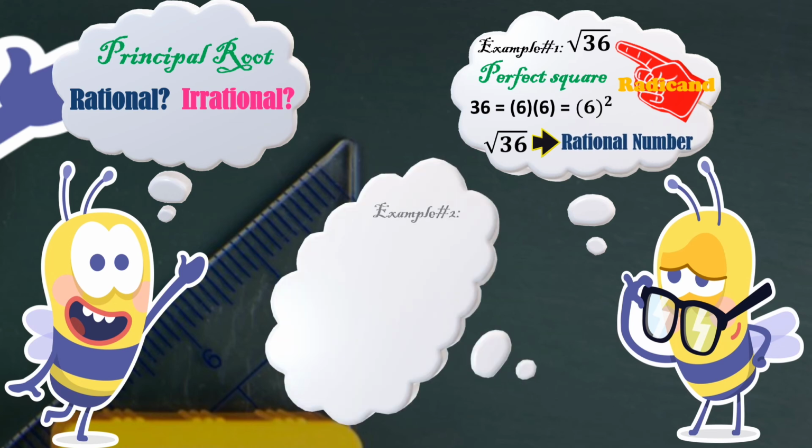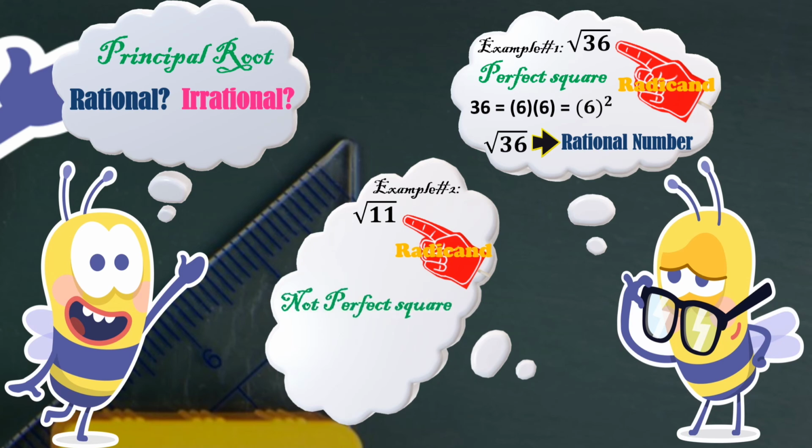Another example, the square root of 11. The radicand here is 11, and 11 is a natural number, but since there is no other natural number that can be squared to result in 11, then 11 is not a perfect square. Therefore, the square root of 11 is an irrational number.